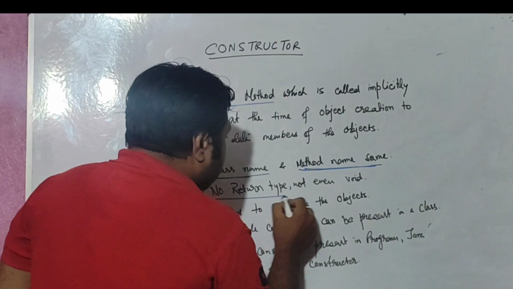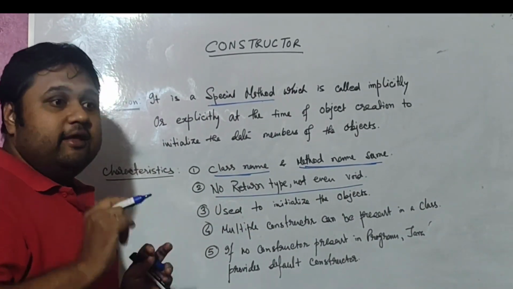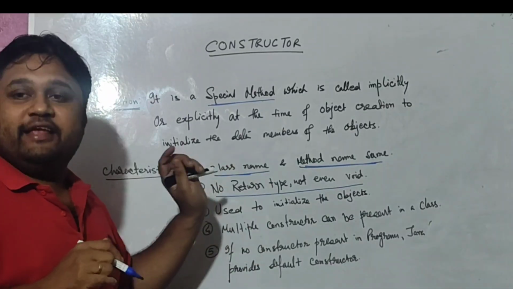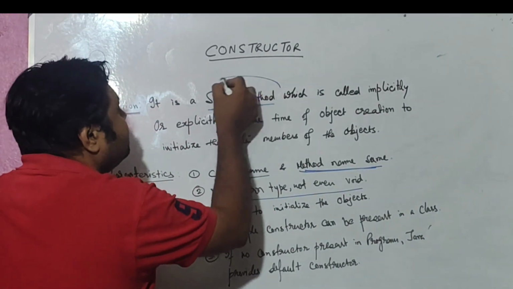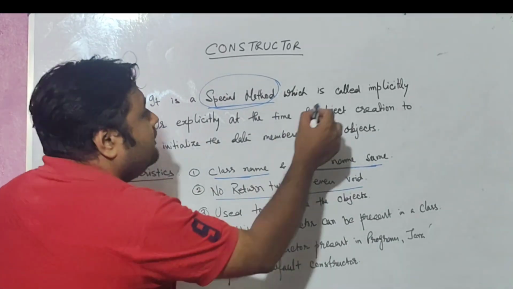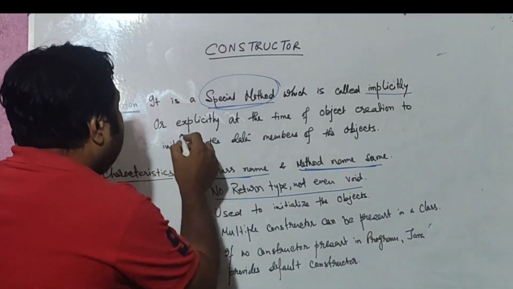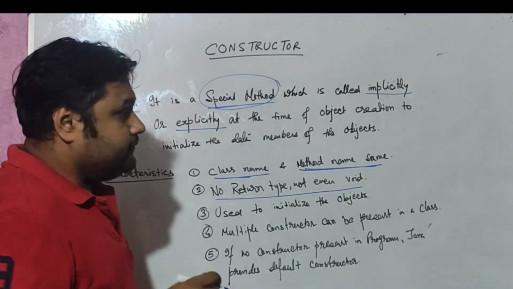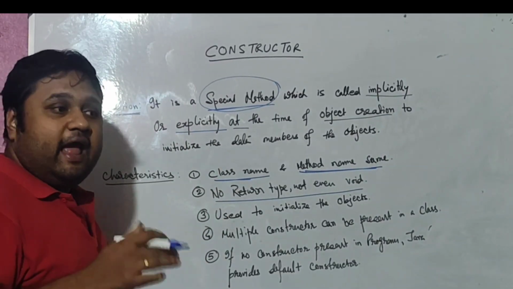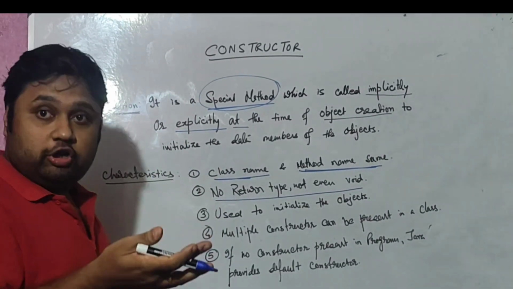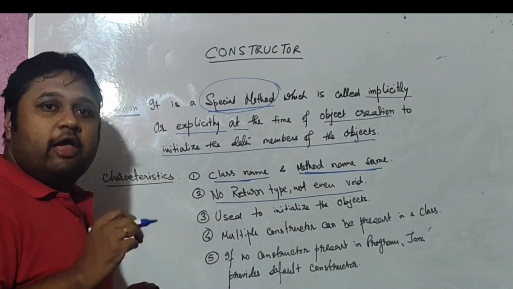And it has no return type. We know a method always returns some value. Now, this constructor is not returning any value, and it has the same name as the class. So that is why it is a special method, which is called implicitly. Implicitly means automatically by Java itself, and explicitly means by the coder. At the time of object creation, it is invoked or called to initialize the data members of the objects.